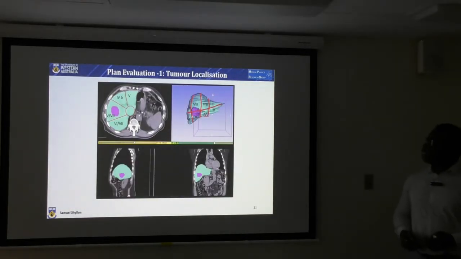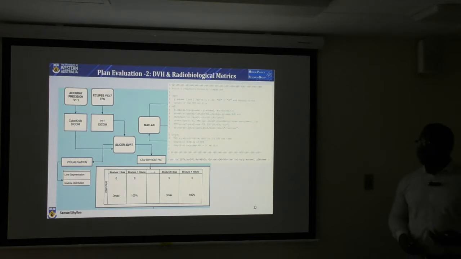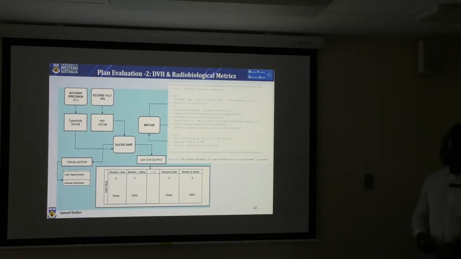And in terms of the segmentation done in Slicer, this is an example for patient 1, which shows that the tumor spans segment 8 and 5. So using MATLAB, a script was created that is able to import the CSV file for every patient and compute a number of relevant quantitative metrics, and also to plot the dose volume histogram.